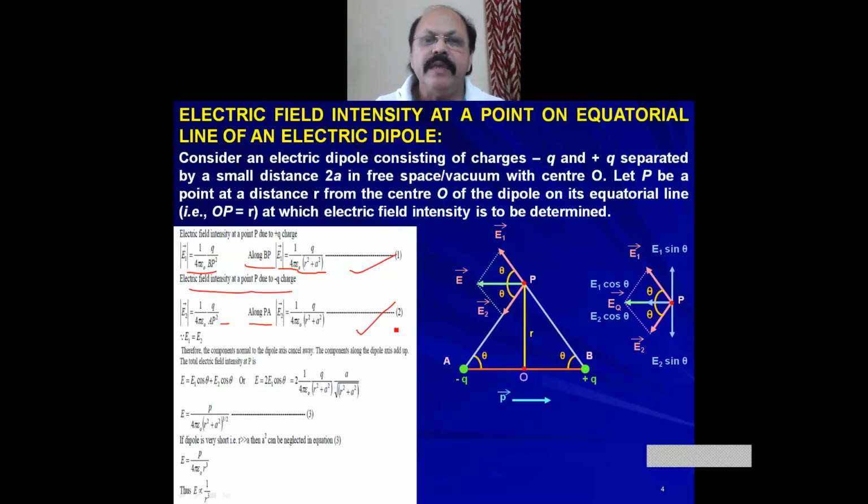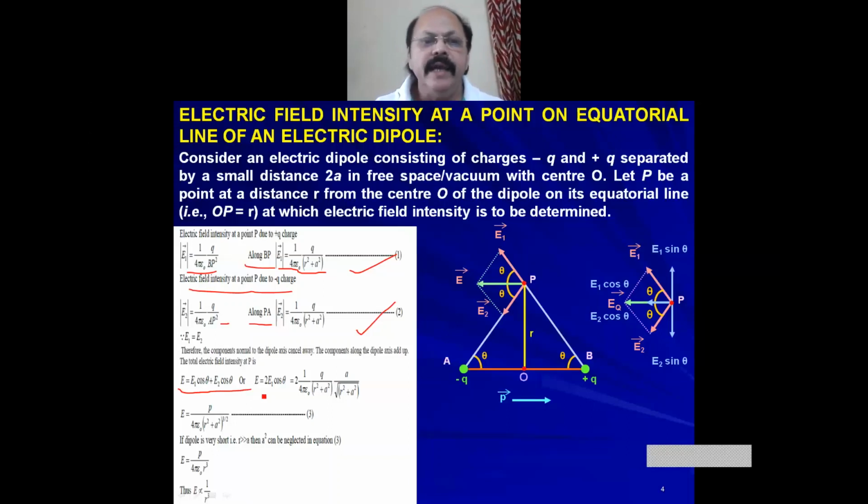Now you see from equations 1 and 2 that E1 and E2 are equal. So when E1 and E2 are equal, their vertical components E1 sin theta and E2 sin theta act in opposite directions, so they cancel each other. Only the components E1 cos theta and E2 cos theta are left. That's why the resultant electric field intensity at P becomes E equals E1 cos theta plus E2 cos theta.